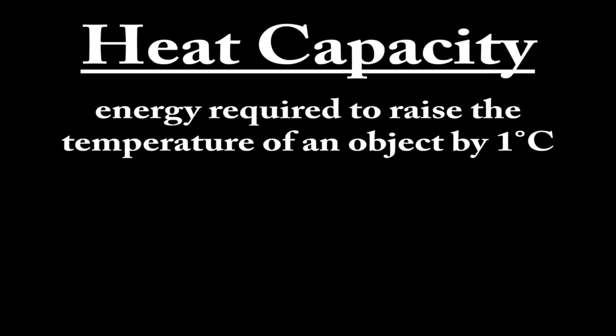Picking up from the last video, heat capacity is the energy required to raise the temperature of an object by 1 degree Celsius. Therefore, our equation is heat over the change of temperature. And as stressed before, if heat exchanges at a constant pressure, it is equivalent to enthalpy, so we get this. Heat capacity at constant pressure is equal to the change of enthalpy over the change in temperature.